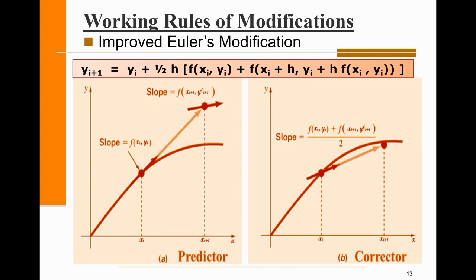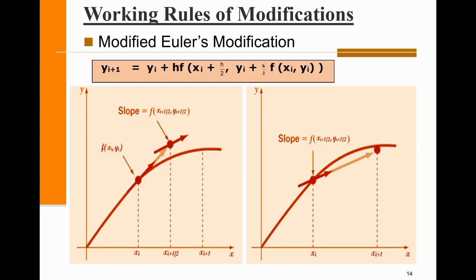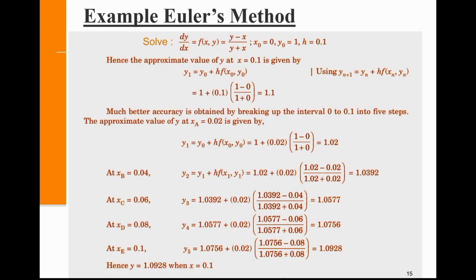In the improved Euler method, we have taken the averages of slopes, whereas in the modified Euler method, we have taken the half step of the xi plus 1 interval. Let us solve a few examples for Euler methods. First of all, let us solve an example for the Euler method.